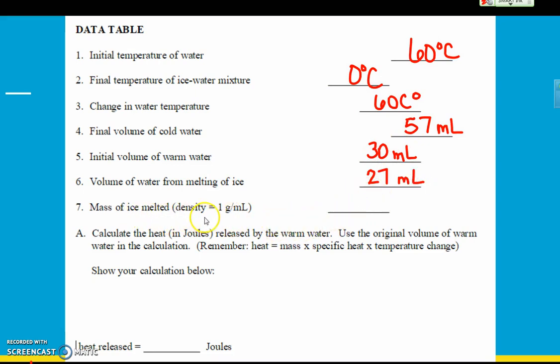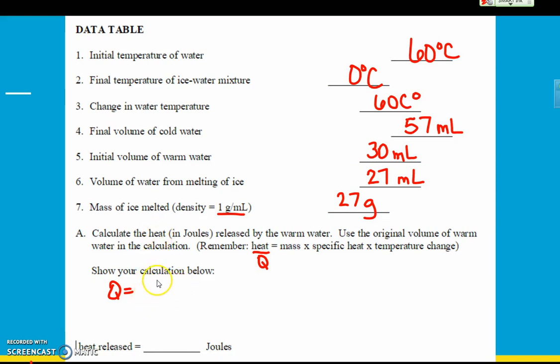The mass of the ice melted. Well, we know that the density of water is 1 gram for every 1 mil. So 27 milliliters is also 27 grams. The first calculation, you are going to use the same one we did before. Solving for heat, we usually call that Q. So I'm going to help you get set up right here. It says use the original volume of warm water in the calculation.